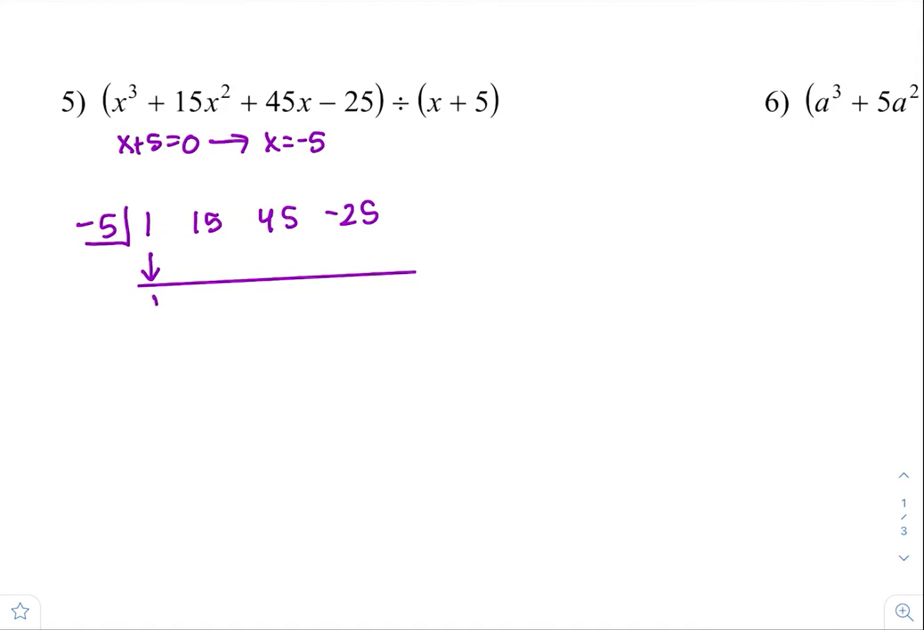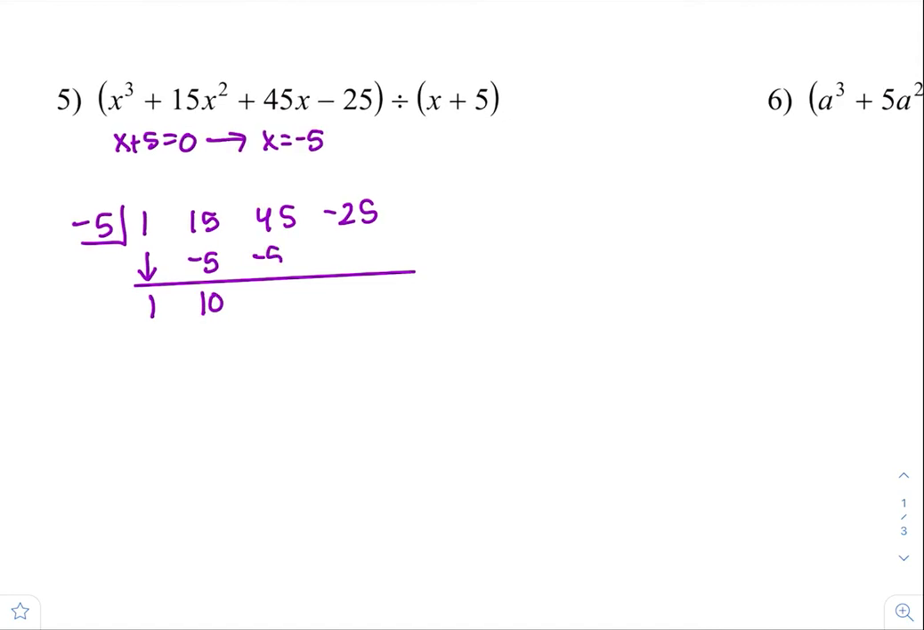Drop the first one, so it's 1. 1 times negative 5, you guys, negative 5. Negative 5 plus 15 is 10. 10 times negative 5 is negative 50. Negative 50 plus 45, negative 5. Negative 5 times negative 5, 25.